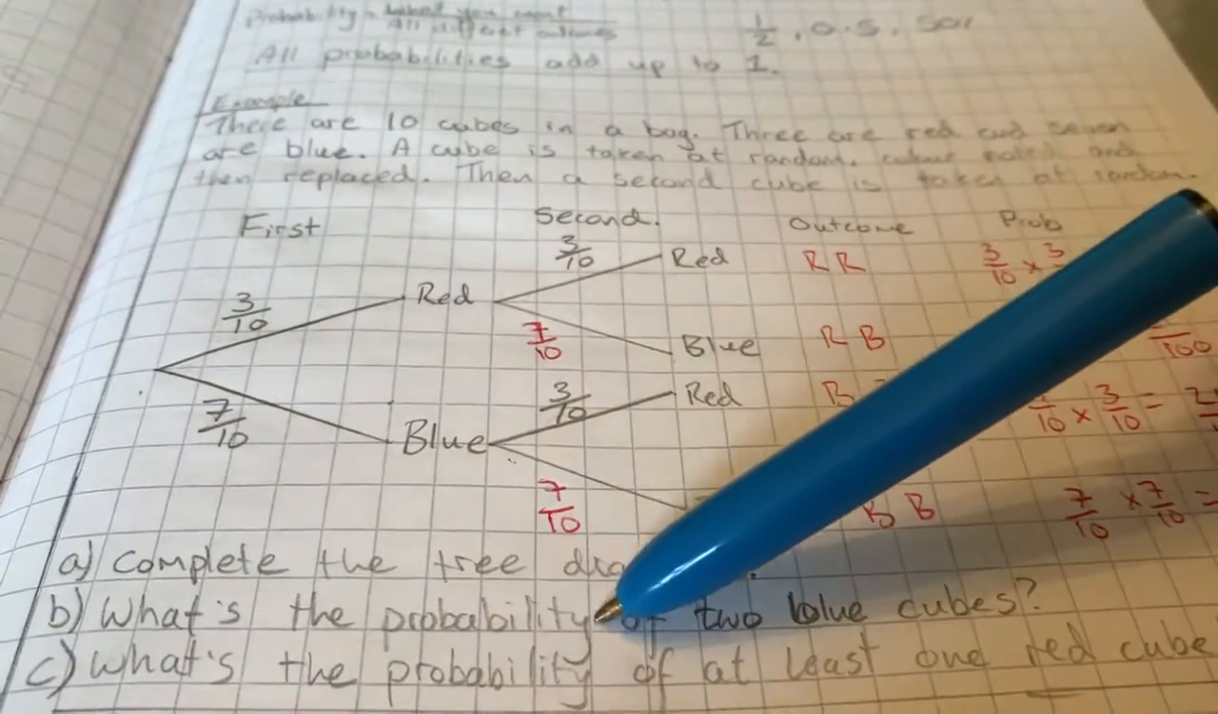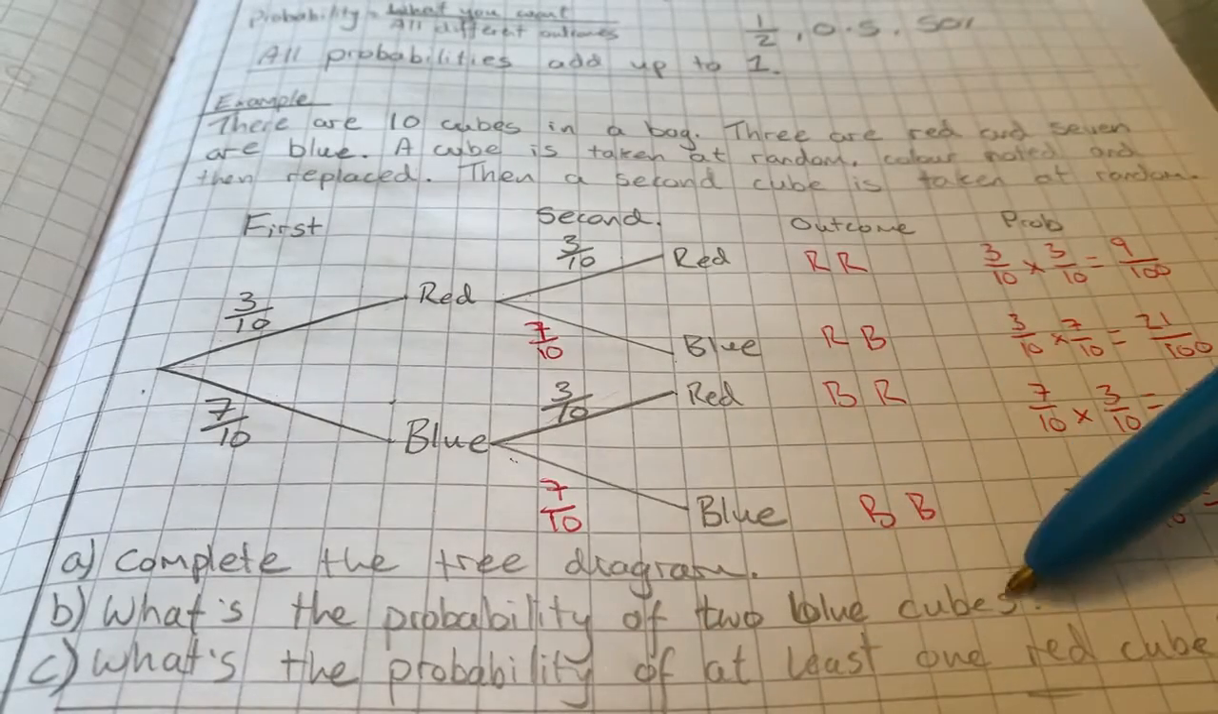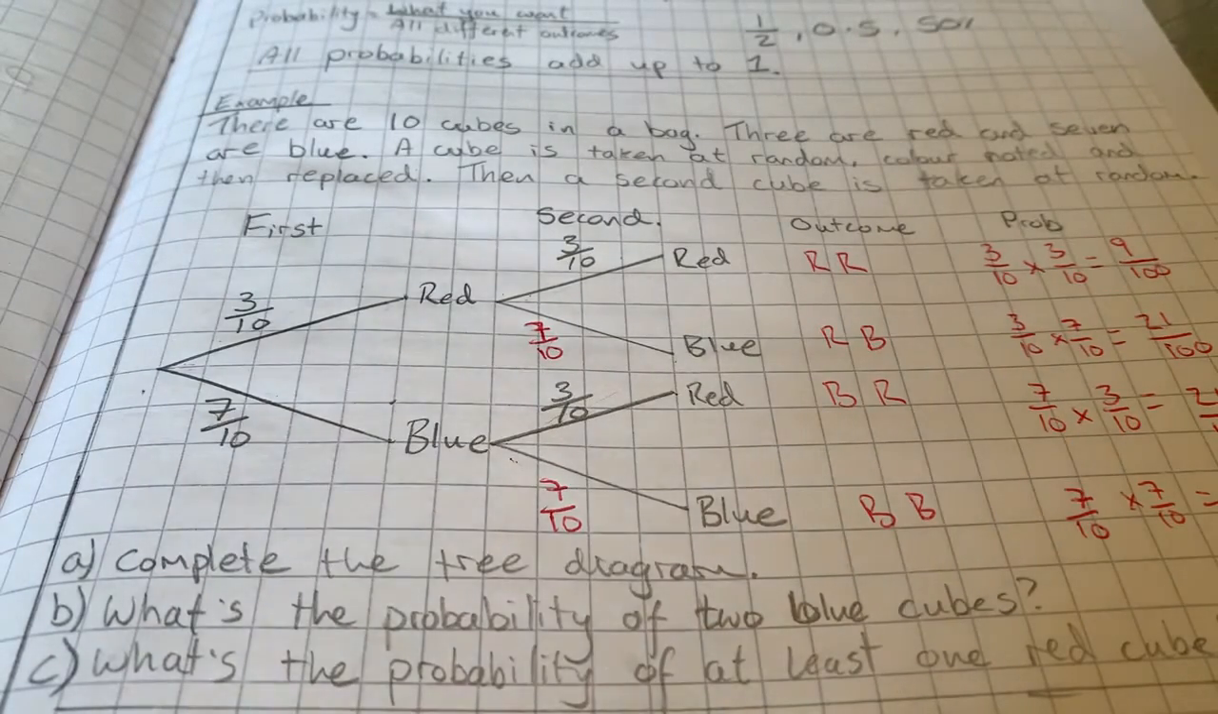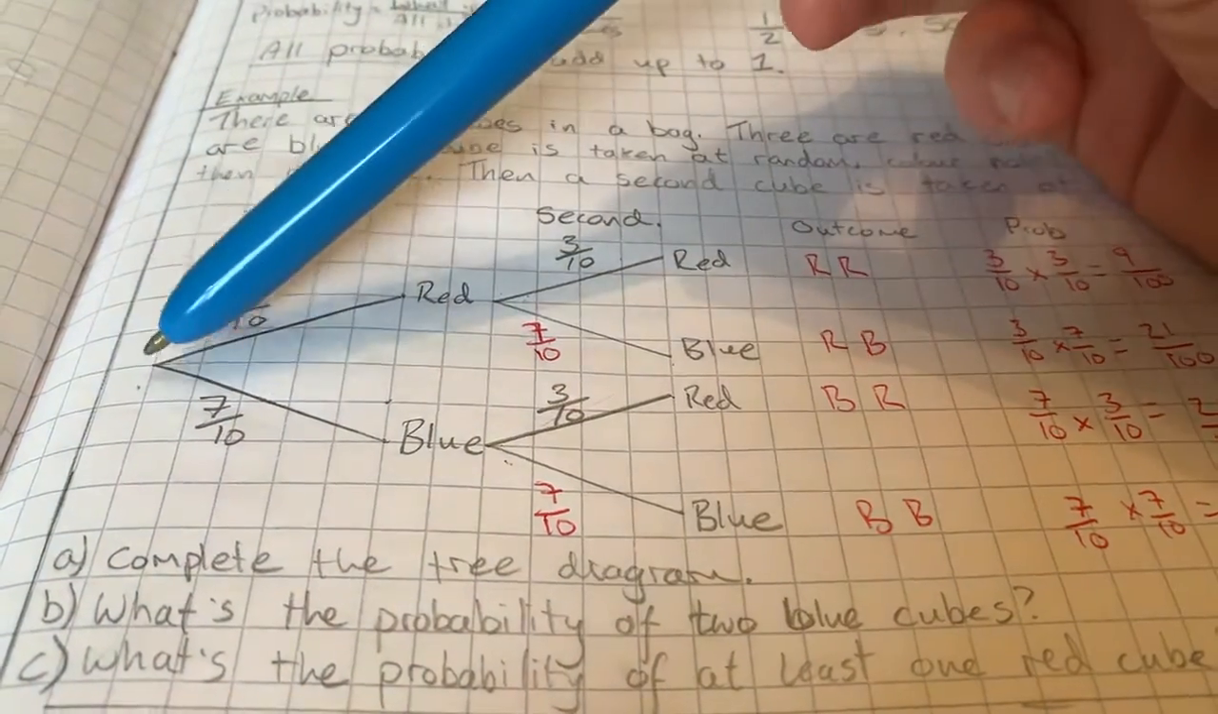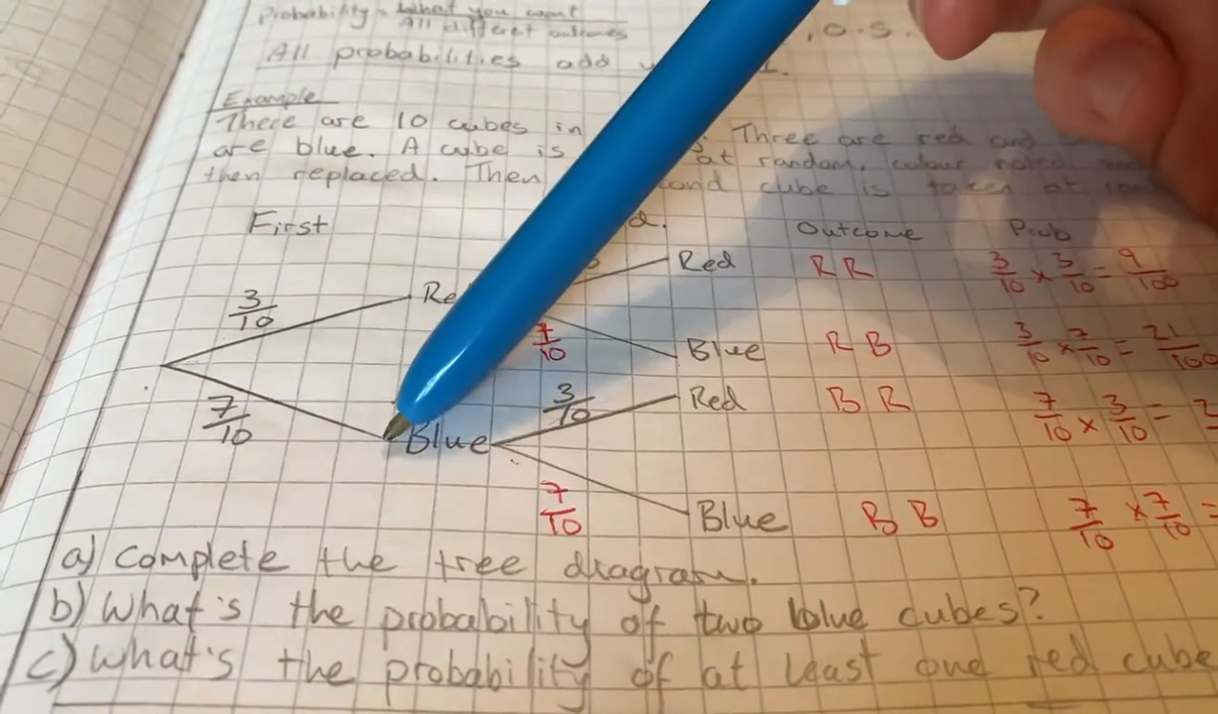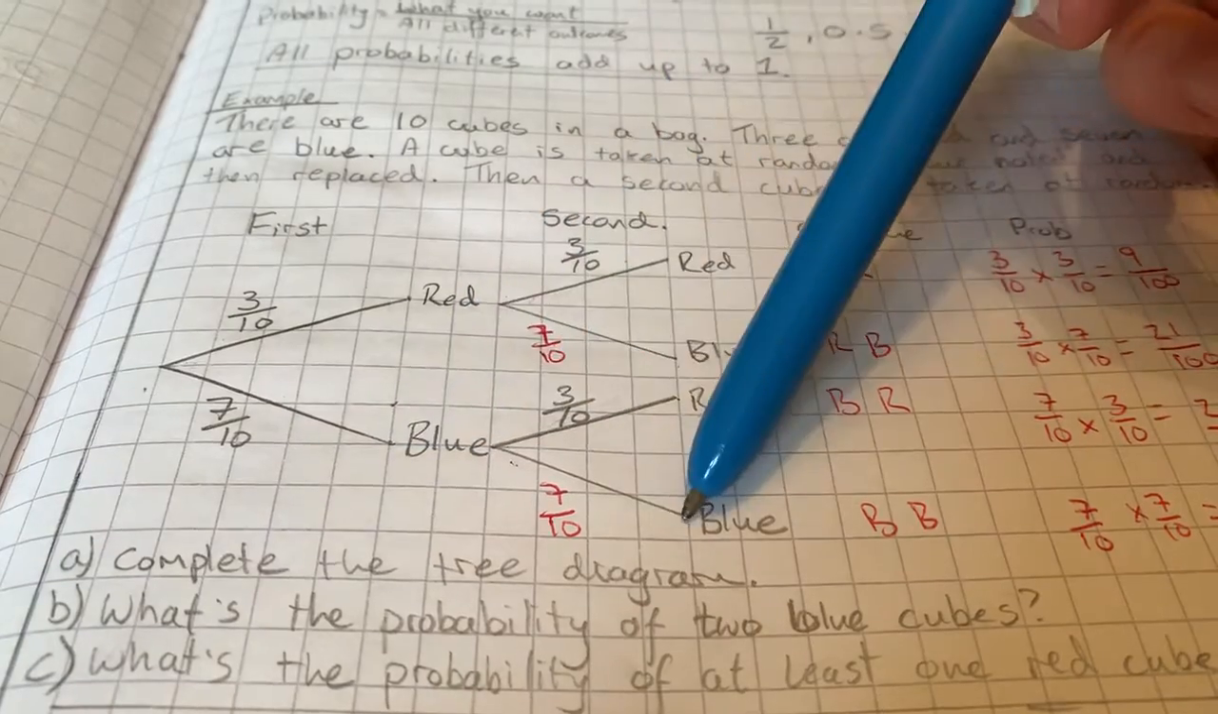What's the probability of 2 blue cubes? Now, what's nice is with what you've just done, it should be quite easy to solve that. You just go through from your start, 2 blues, blue, and then we want blue again.